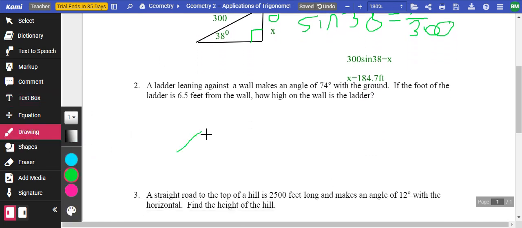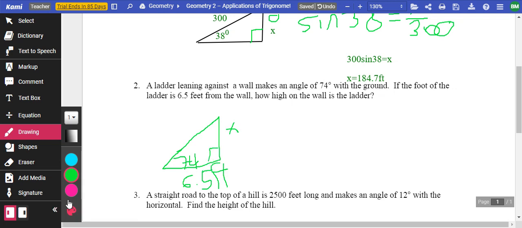So a ladder is leaning against the wall, makes an angle of 74 degrees. This is 74 with the ground. If the foot of the ladder is 6.5 feet from the wall, so that's the foot, so I know foot is at the bottom, how high is the ladder on the wall?